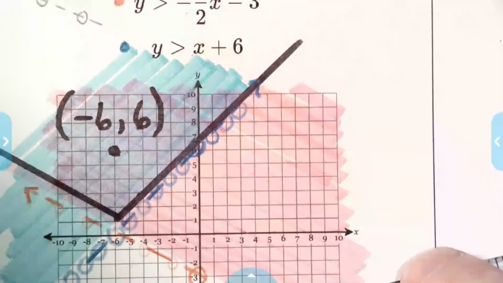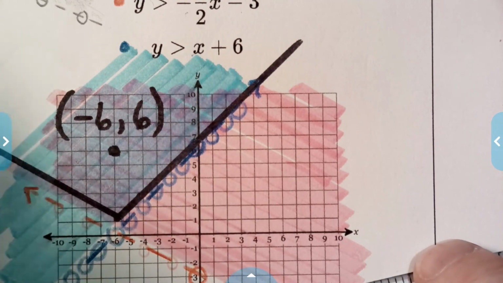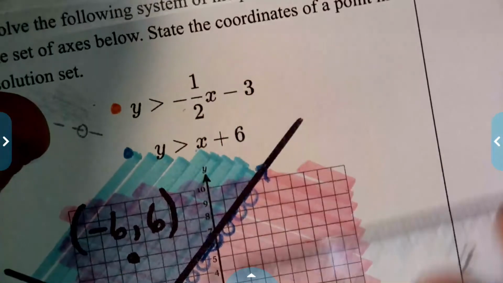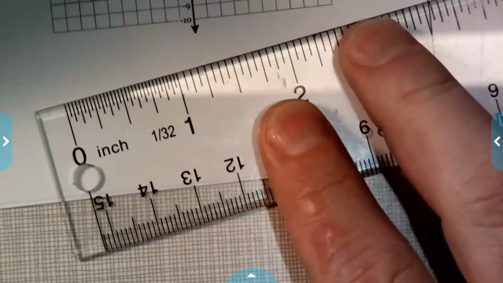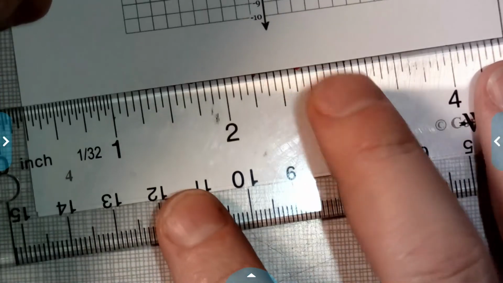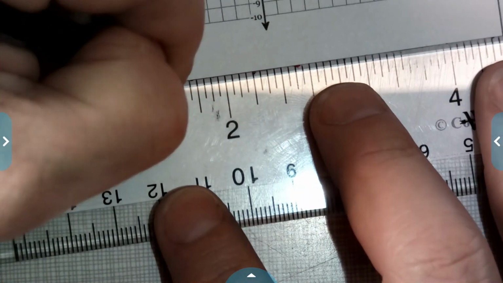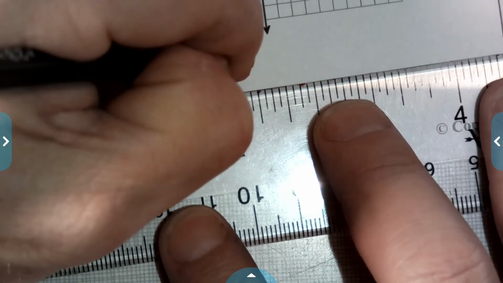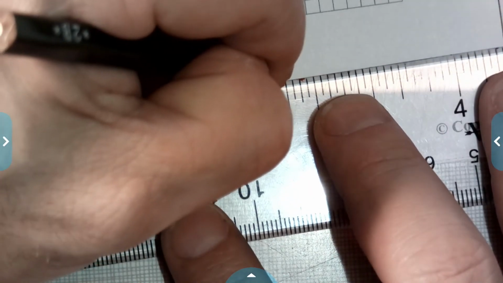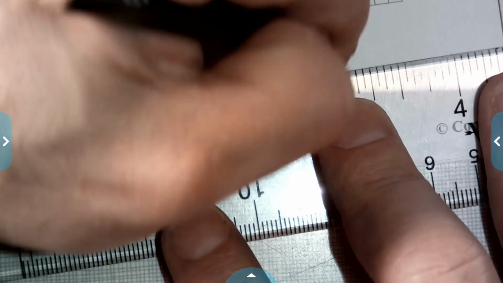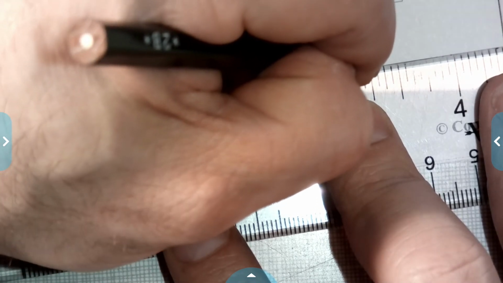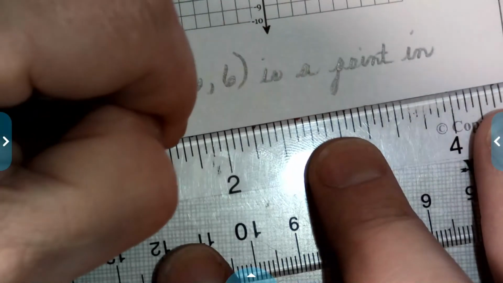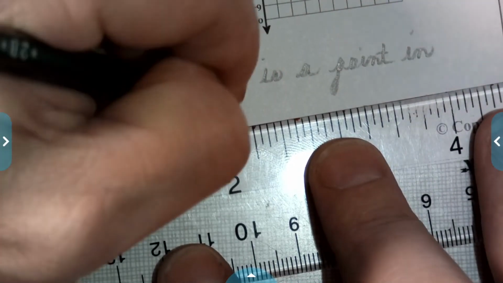So for my answer, I could just leave it right there, but I could put it down here as well and say -6, comma 6 is a point in the solution set.